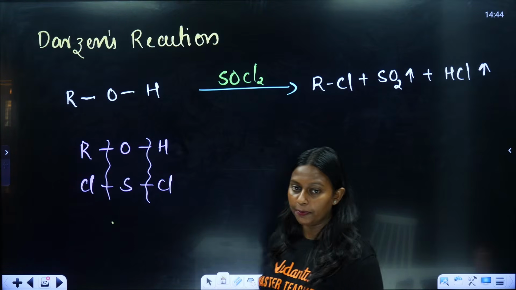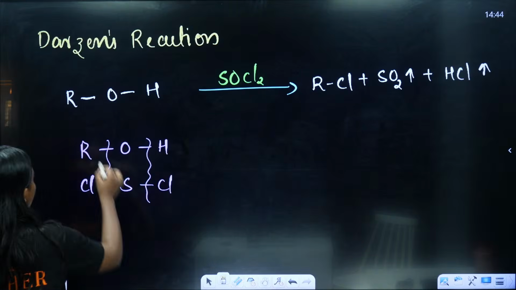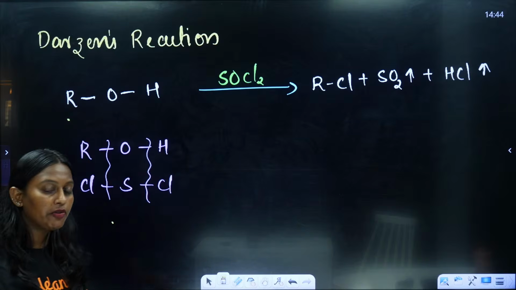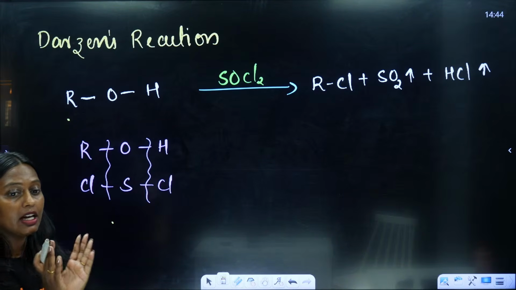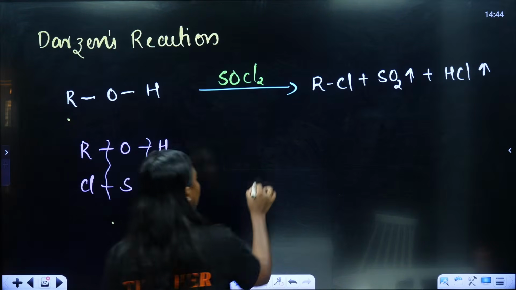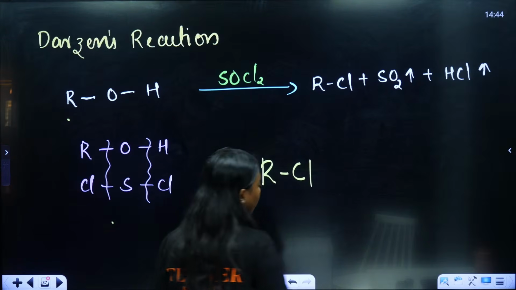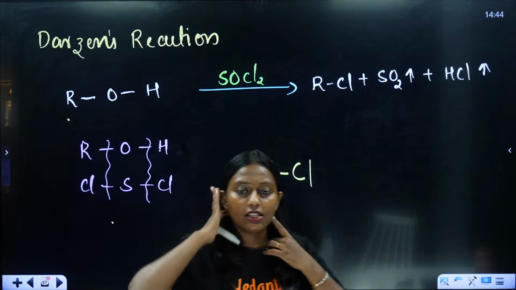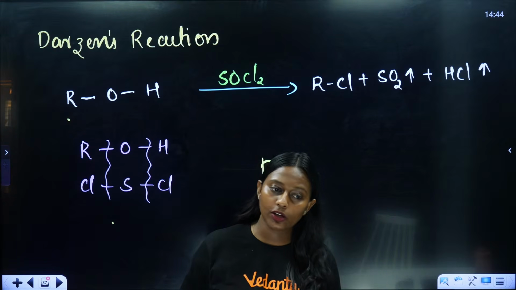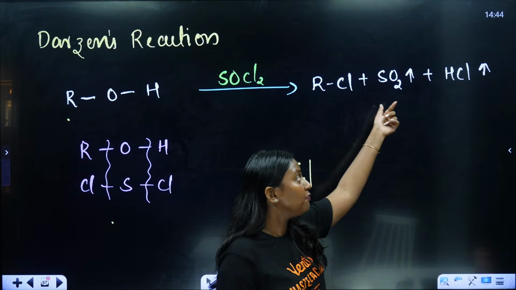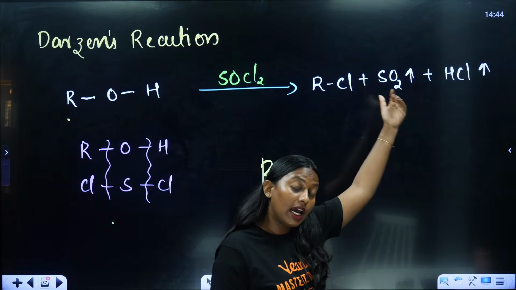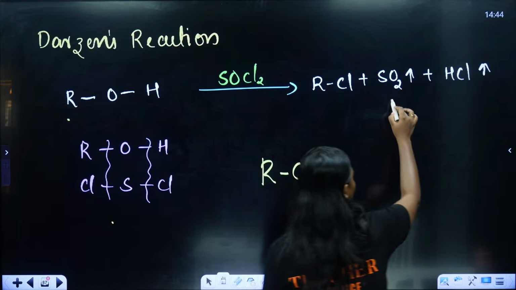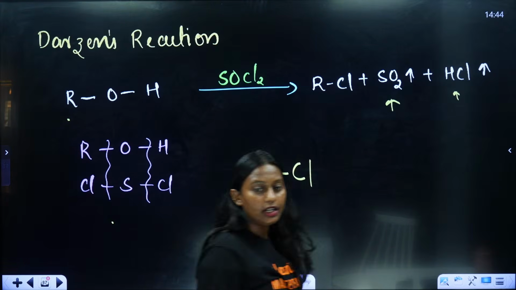Dawson's reaction. What is Dawson's reaction? Here we are taking the same alcohol and treating it with thionyl chloride. What will we get here? We will get alkyl chloride. This is Dawson's method for producing alkyl chloride, and it is a very good method. Why? Because the byproducts are SO2 and HCl. Both are gases, so they will escape.